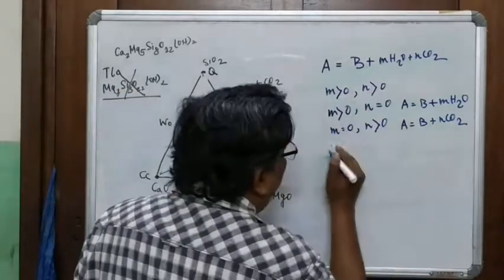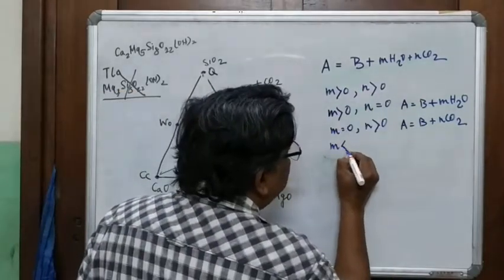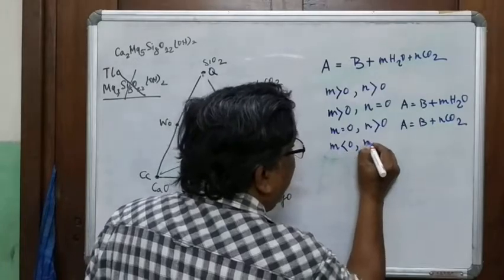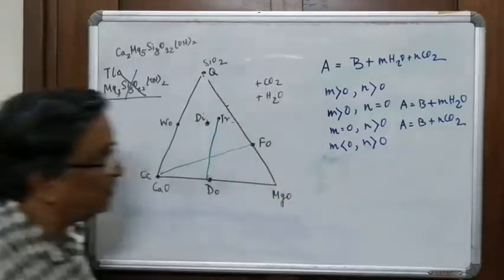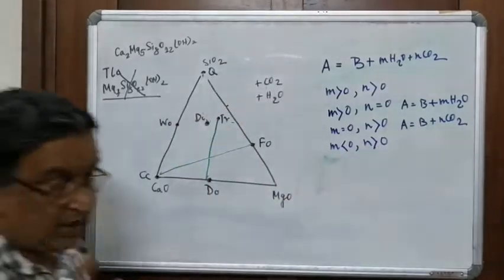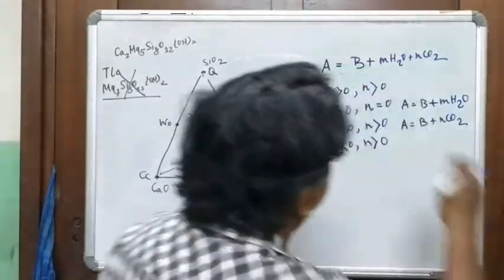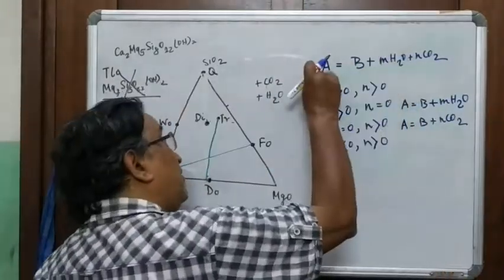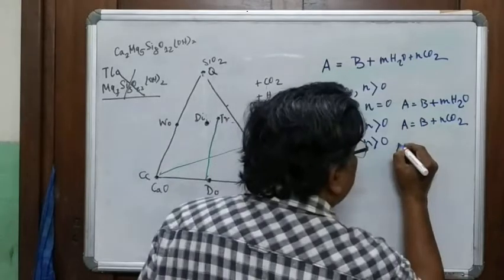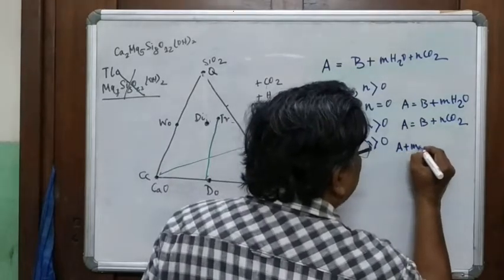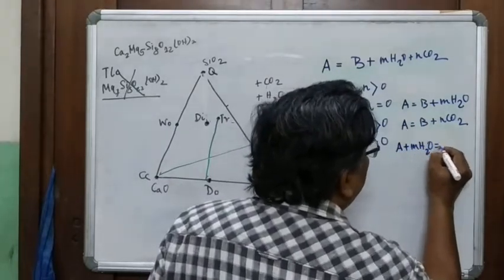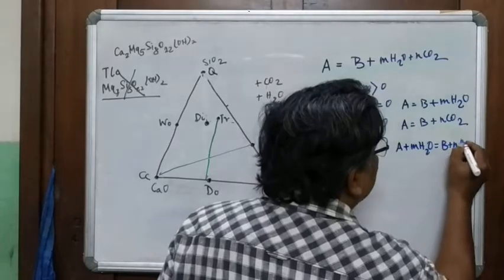Or you could have M less than 0, N greater than 0. M less than 0 means it is negative. If M is negative, then it should go on this side. So the reaction should be A plus M H2O is equal to B plus N CO2.